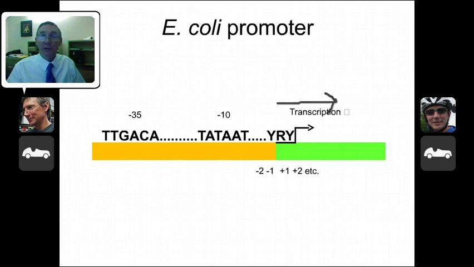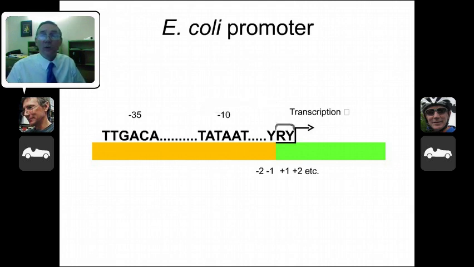We call that direction downstream. The part that is before that, going the other direction, we call upstream. And the upstream region is where most of the promoter is. Only two nucleotides of the promoter, only that R and Y, actually get transcribed. All the rest of it isn't transcribed, but that's where RNA polymerase binds to start.